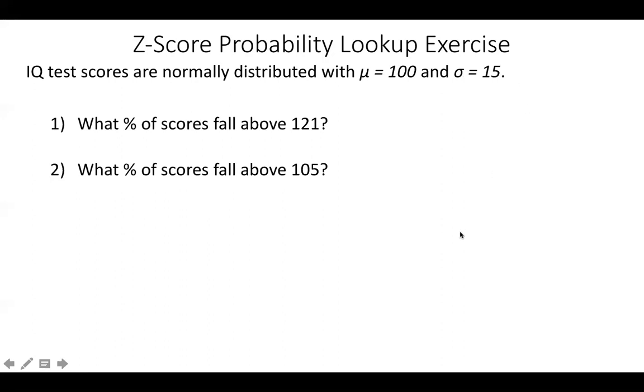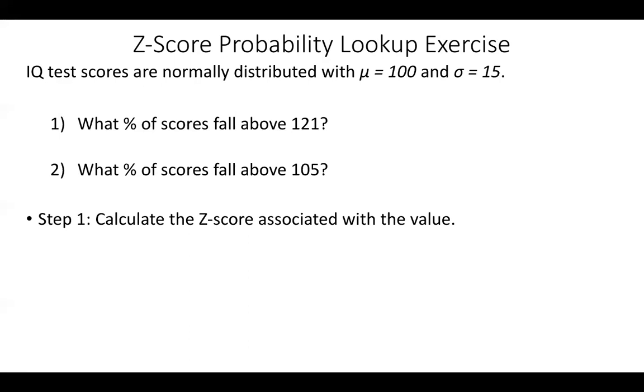There are 2 questions that I'm going to ask and solve in this exercise. First, what percentage of scores fall above 121? And then what percentage of scores will fall above a value of 105? Each one requires 2 steps. First, we need to calculate the Z-score associated with the value: the Z-score for an IQ test score of 121, and then the Z-score for an IQ test score of 105.